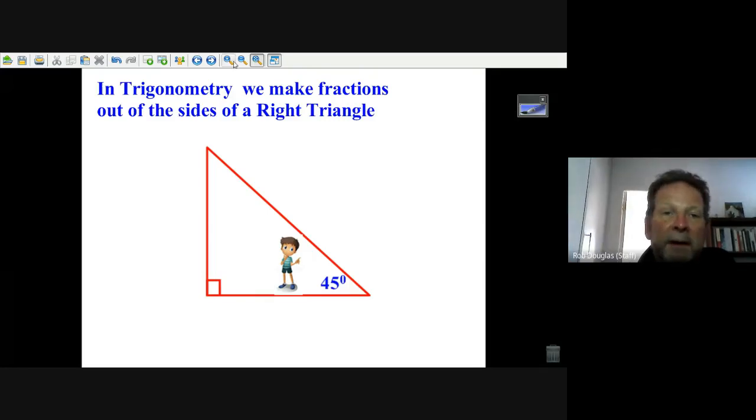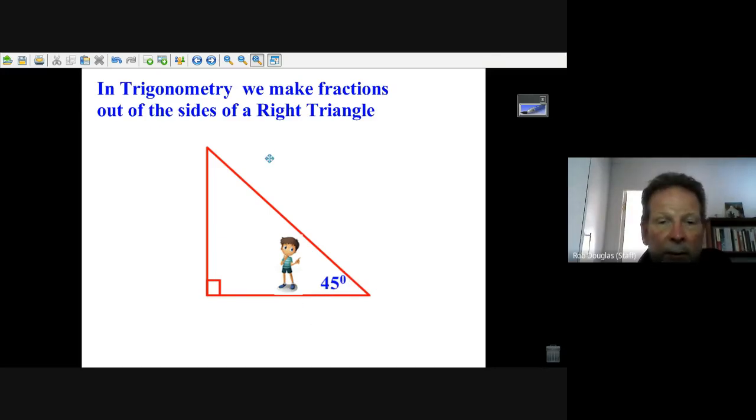Okay, this is an introduction to trigonometry and trigonometric ratios. And trigonometry is all about right angle triangles. Well, it starts with right angle triangles, and we're going to make fractions out of the sides of that right angle triangle, and we care about the angles. So it's actually angles and fractions made out of the sides of a right angle triangle.